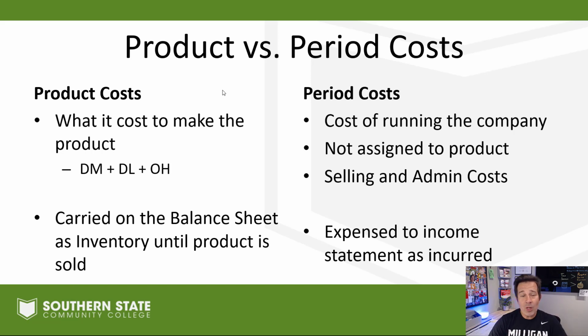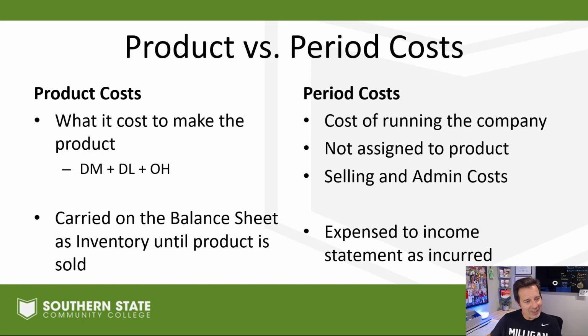And then as we saw, we also have period cost. The cost of running the company. We can't really assign that to any specific product. All right, those aren't assigned to the product. Those are selling and administrative costs. Management, marketing, accounting, stuff like that. Those are going to be expensed on our income statement as they are incurred.